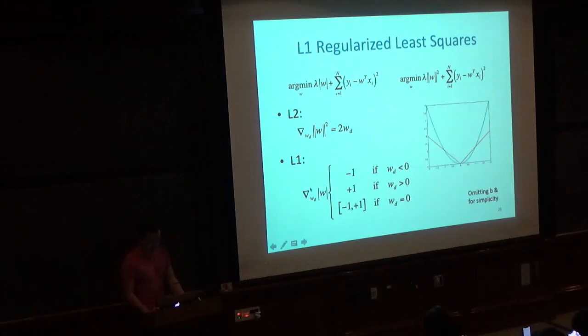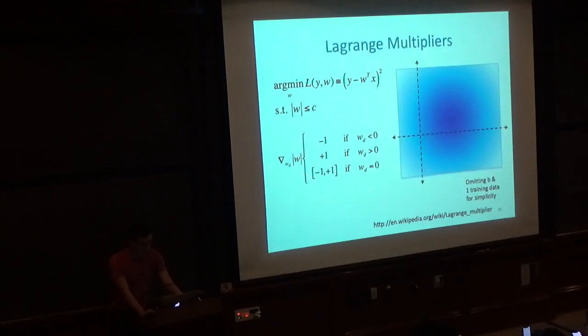So this is the gradient, and we can do gradient descent on this objective. There are better ways of doing this than gradient descent, but it's a little bit beyond the scope of the class. Let's go to the Lagrange multipliers interpretation, because I think this is the most important consequence of using L1 versus L2, or squared L2.